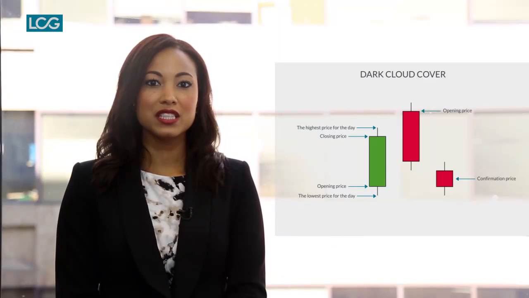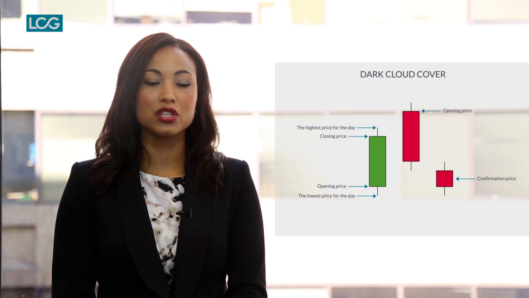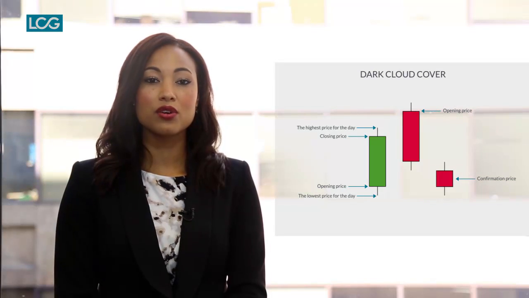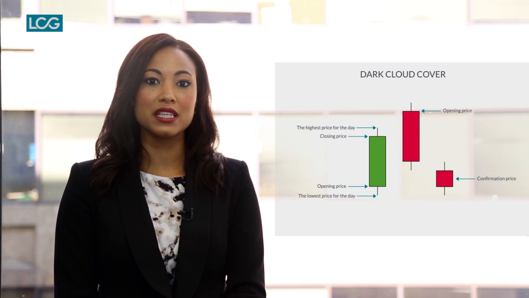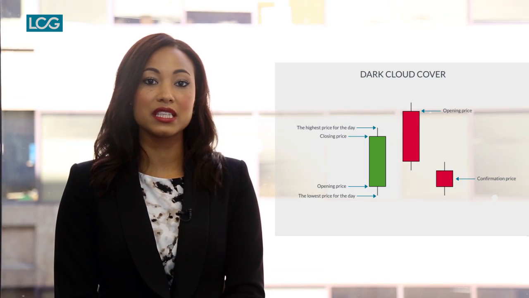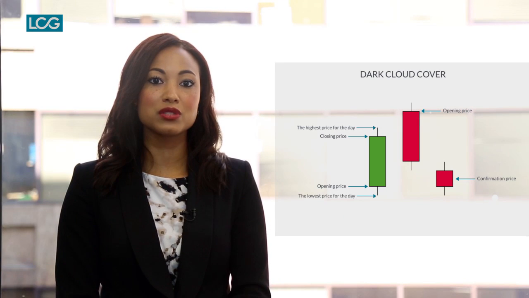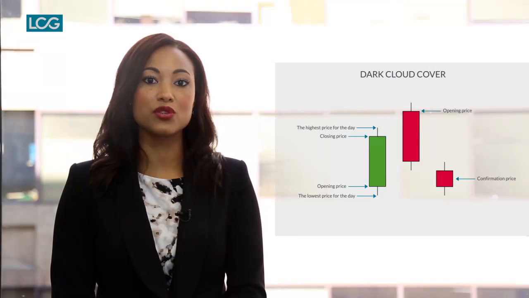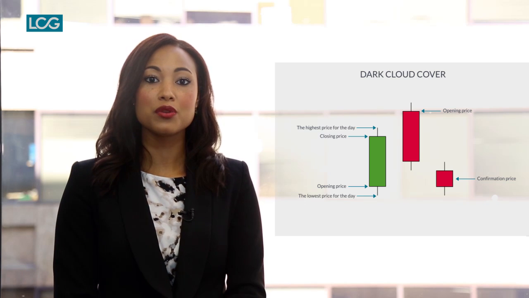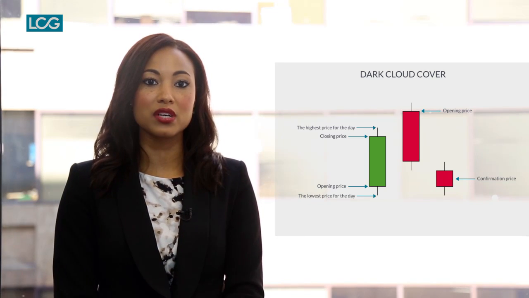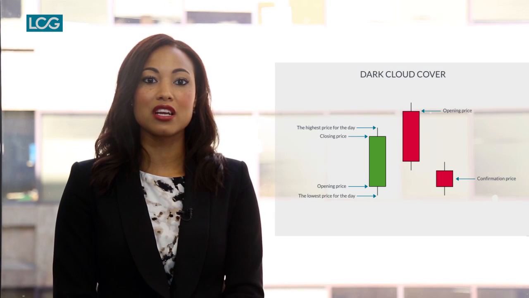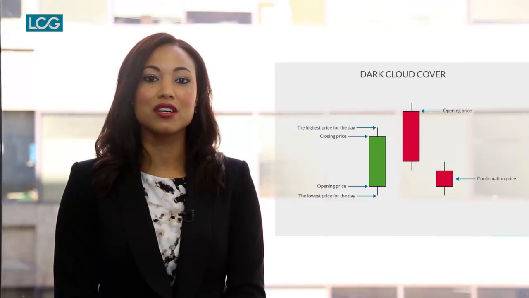Now dark cloud cover is a pattern where a red candlestick follows a long green candlestick, and can often signify a possible market reversal to the downside. Now to spot the pattern, the dark cloud must have a closing price that is within the price range of the previous day, but below the midpoint between the open and closing prices of the previous day. Now the idea behind the name is the fact that a large red candle is forming a dark cloud over the preceding bullish trend.